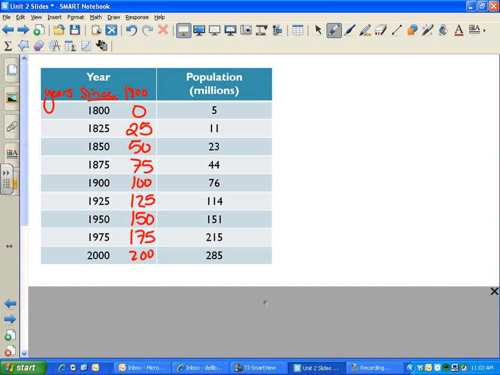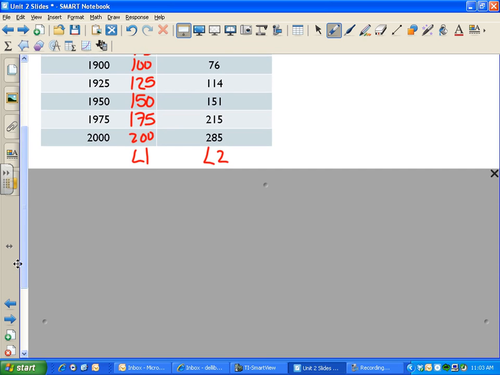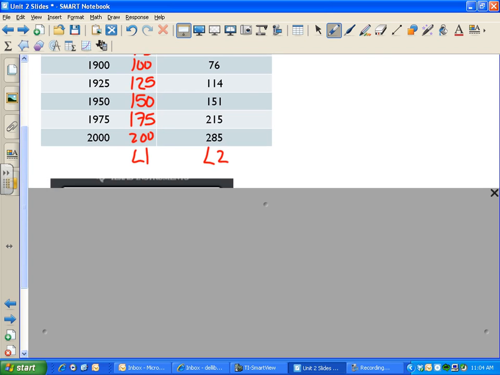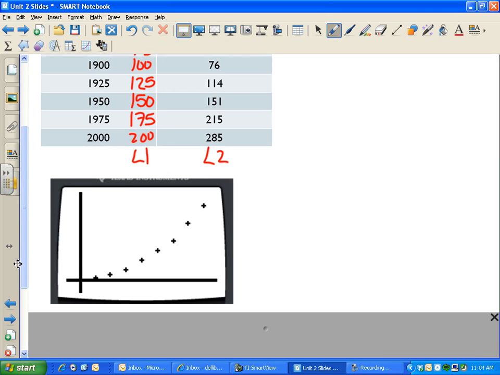So I'm going to ask you to construct a scatter plot of this data. I put my years in L1, and I put my population in L2. I always like to keep track of where I have my data. If you don't remember how to make a scatter plot, you should go back and watch that from Chapter 7. At this point, you should probably pause, enter the data, and make the scatter plot so you can check your work with mine. And this is the scatter plot I got.